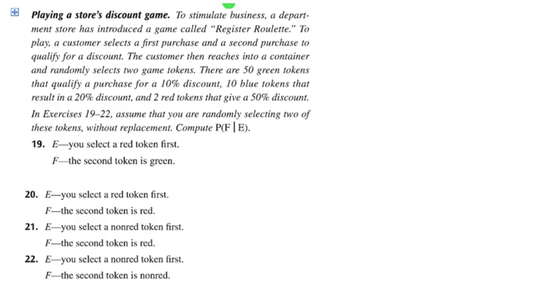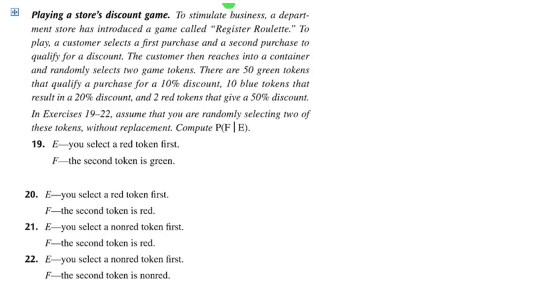Okay, so this is a problem from section 14.3. In your book, these are exercises 19 through 22, which have to do with picking tokens out of a jar. They're actually examples of problems involving conditional probability. What that means is that the probability of one event is being affected by another event. So let's read through here.